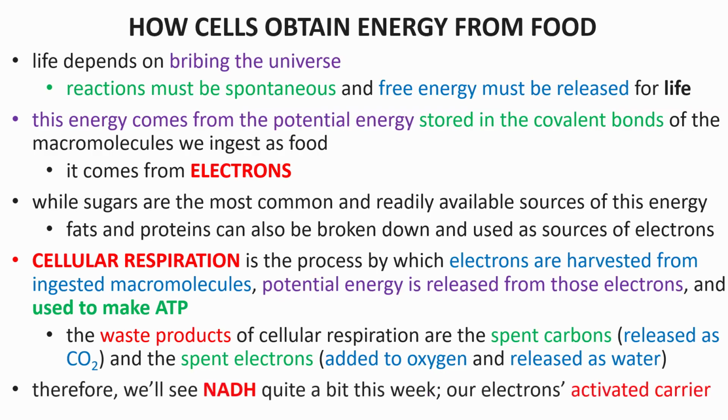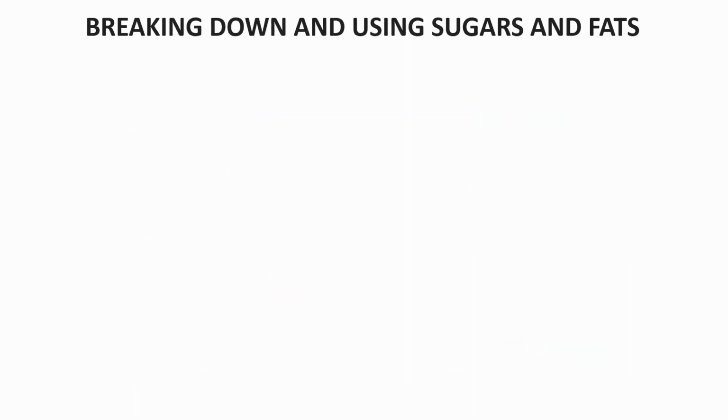And as we go through this process, in this video and much of next week, we're going to encounter what should be now an old friend quite a bit. NADH, our activated carrier for electrons, will play very big roles in these processes. You might remember from the last video that NADH is involved in harvesting electrons through catabolism. NADPH is our electron carrier for anabolism, but since we're going to be talking about catabolic processes, we're going to be talking about NADH a lot, our activated carrier of high energy electrons.